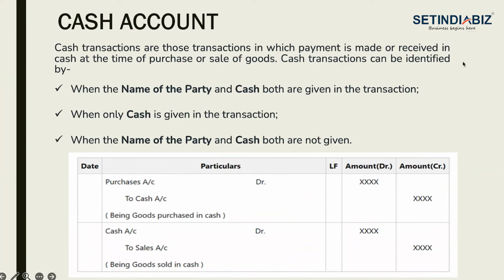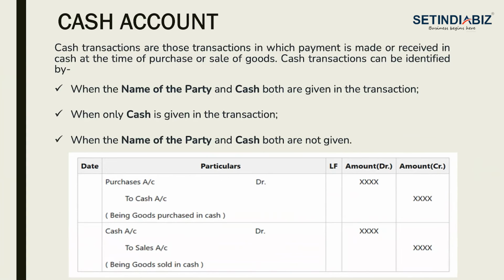Cash transactions can be identified when the name of the party and cash both are given in the transaction, or when only cash is given and the name of the party is not given, right? So if a journal entry says goods being sold on cash, we can record it though the name of the party is absent. Even if the name of the party is not mentioned, we can record that transaction. How? Goods being sold on cash, cash account to sales, cash being received, asset being increased, and when an asset increases, it is debited, right?